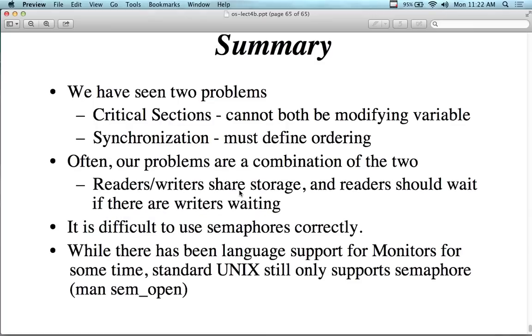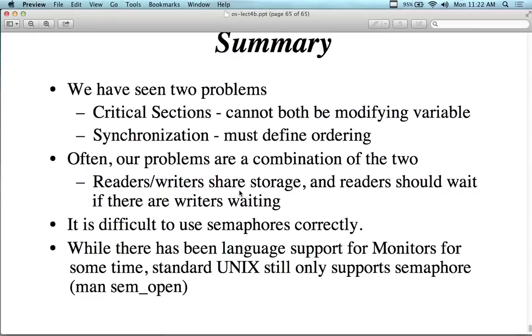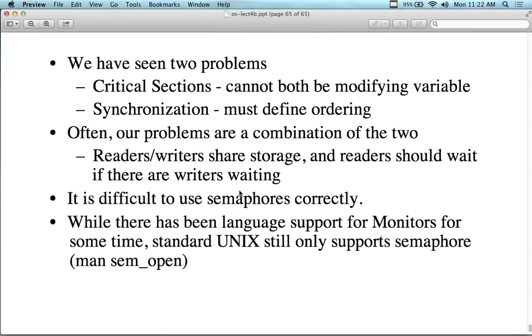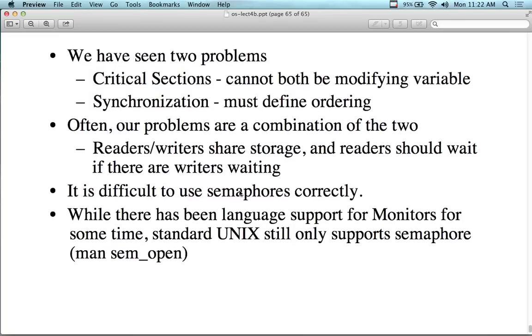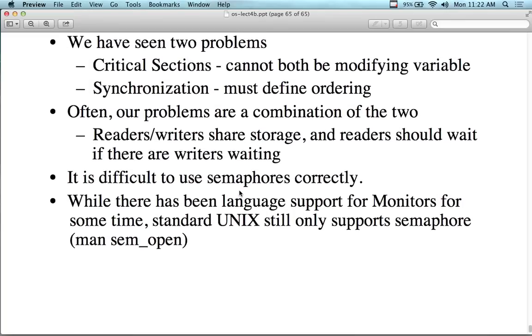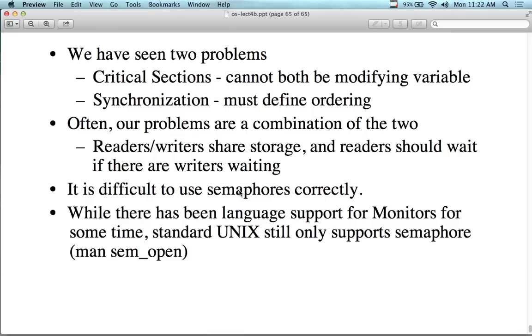So it's difficult to use semaphores correctly. It's one of the challenging problems that we get when working with multiple threads and multiple processes. While we have language support for monitors, sometimes standard Unix kernels will only support semaphores. So that's why, especially for the first assignment for this course, you have to program it on a Unix system or a Linux system, or use Java.